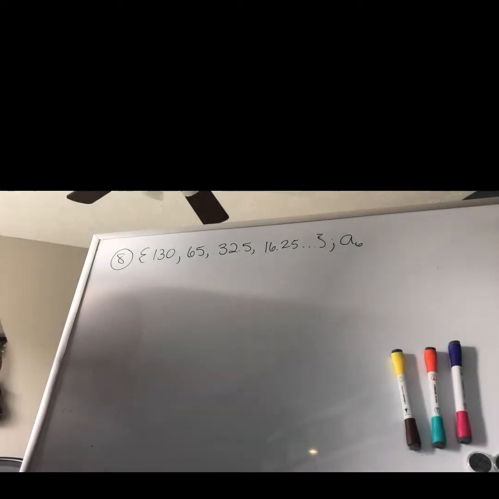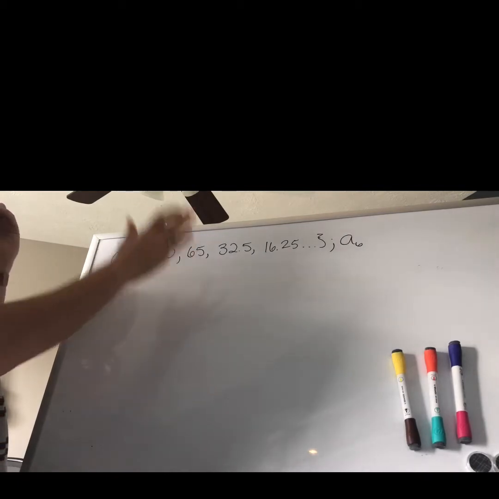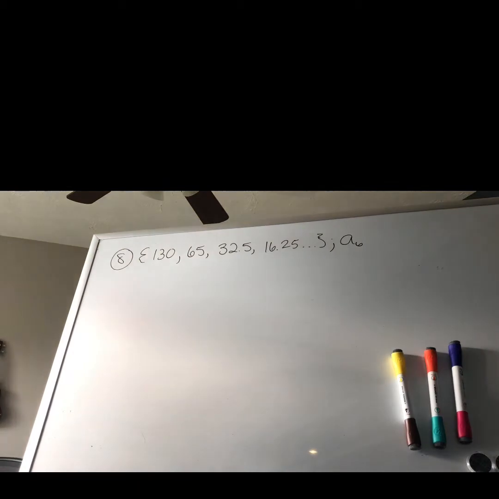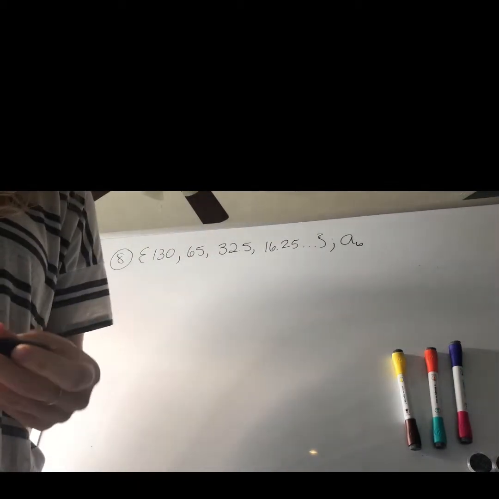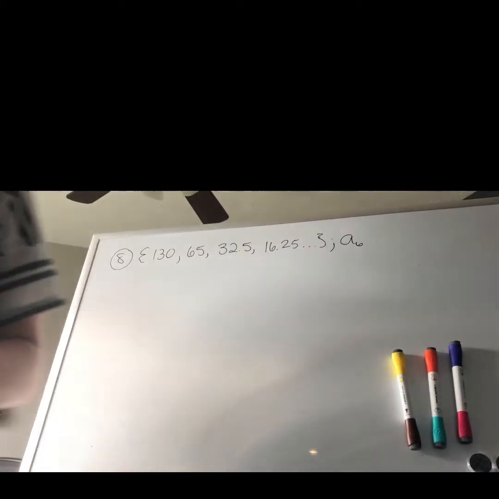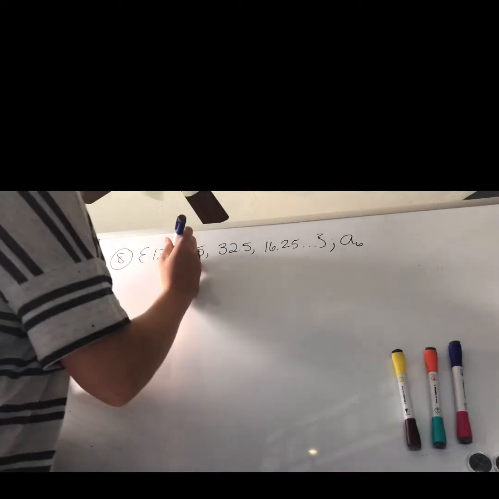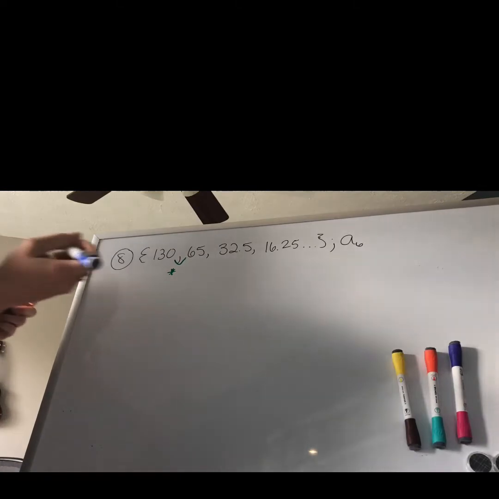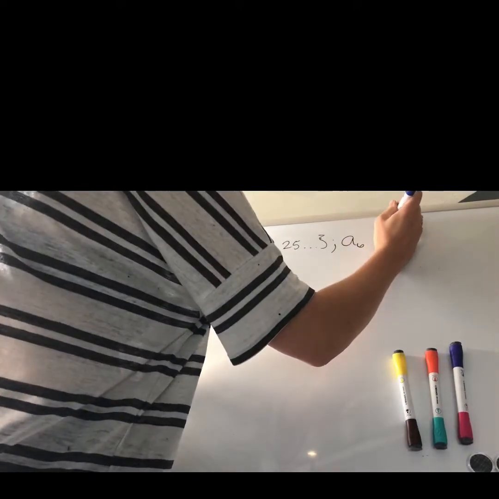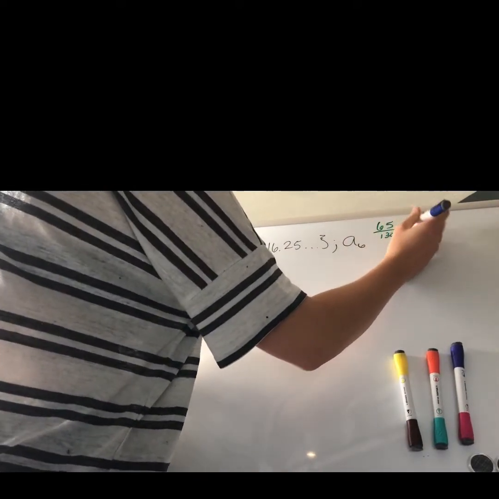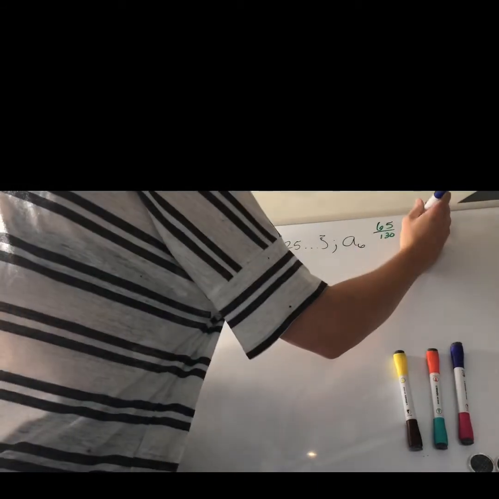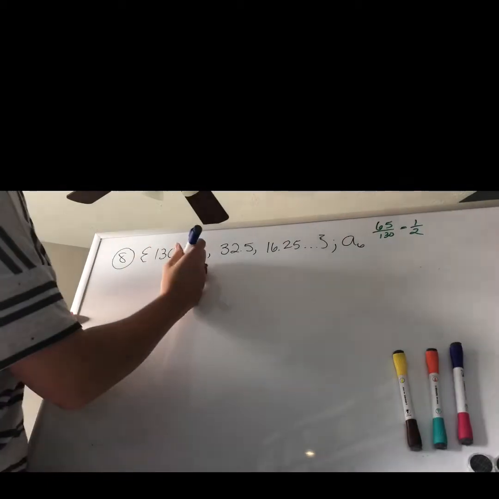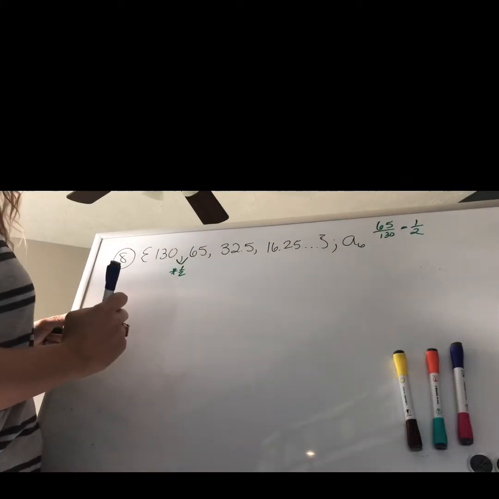So let's look at number 8. So we have 130, 65, 32.5, 16.25. All of these are actually geometric. We'll go ahead and check it. So I need to know what I multiply by 130 to get 65. If you want to put it in your calculator, it's going to be 65 divided by 130, math enter, and you're going to get 1/2. So you multiply by 1/2 here to get to 65.